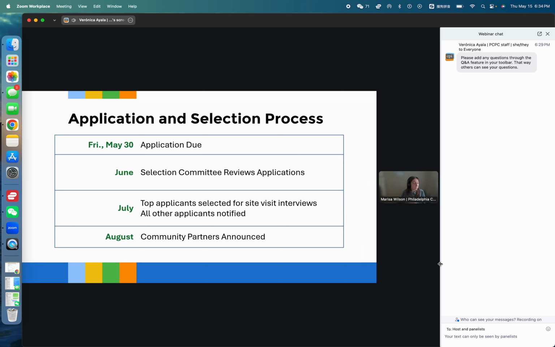The applications will be reviewed by a screening and selection committee made up of steering committee members, as well as city staff with expertise conducting engagement and other grant makers. In July, top applicants will be selected, and we will ask them to host Planning Commission staff on their sites for an interview, or at a site in their community if they don't have a physical location of their own. At this point, we will also be notifying all other applicants that they have not moved forward in the process. In August, we will be announcing our community partners.